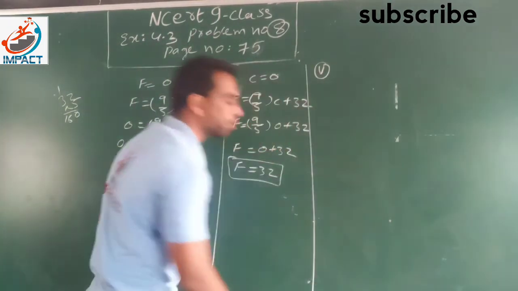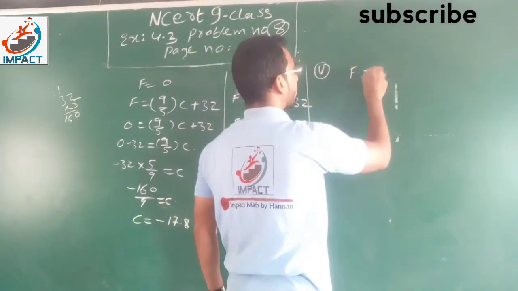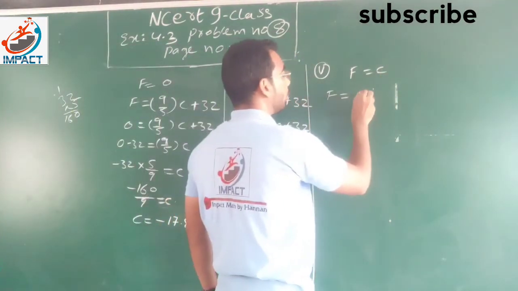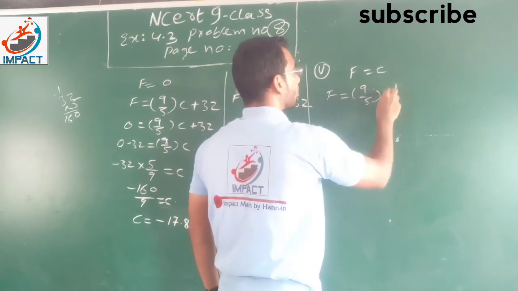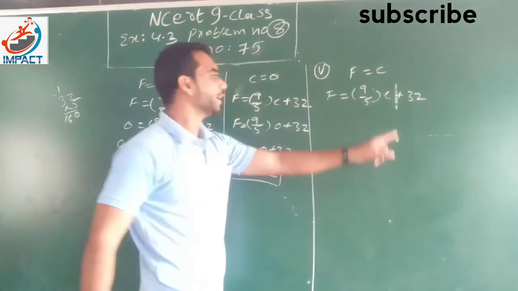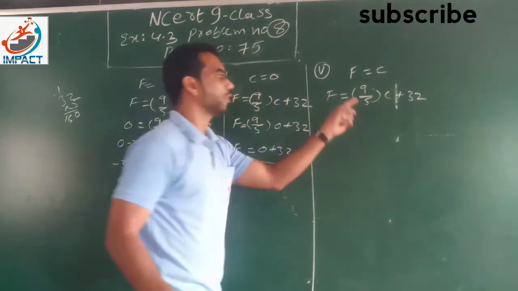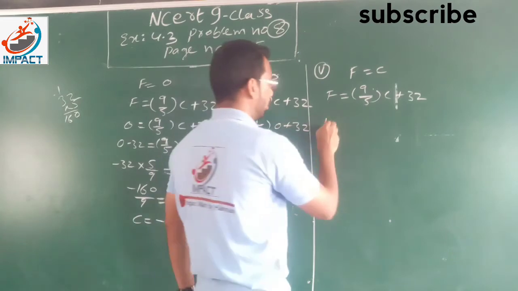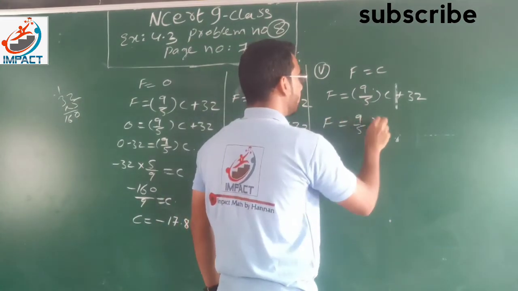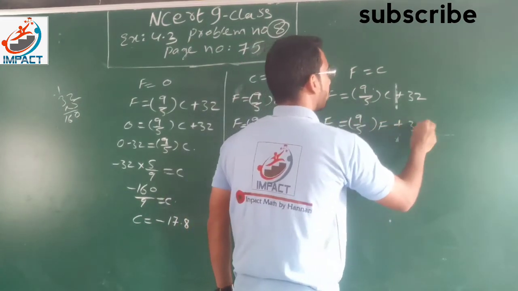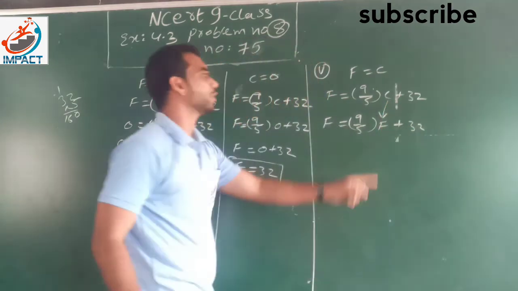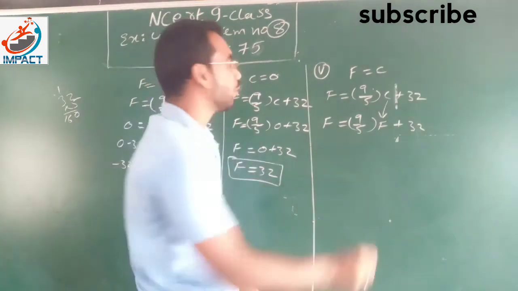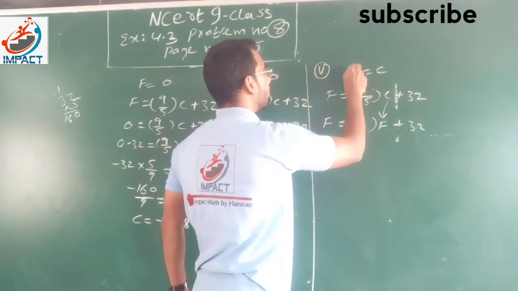Now, it is a simple problem to do. It is saying that F and C should be equal. So what is the formula? F is equal to 9 by 5 into C plus 32. Then I write F in place of C, because these two are equal to each other. So F is equal to 9 by 5 into F plus 32. I am using F because F is equal to C or C is equal to F. Okay.